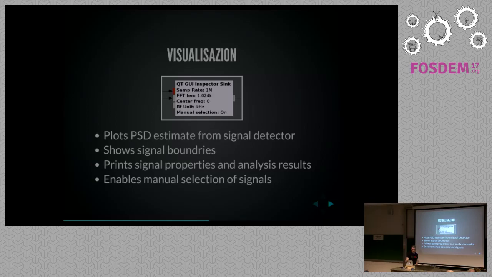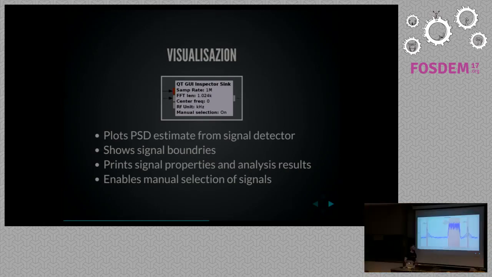And this block also enables manual selection. So if the automatic signal detection messes up because you have a bad SNR, for instance, you can do a drag and drop selection here.